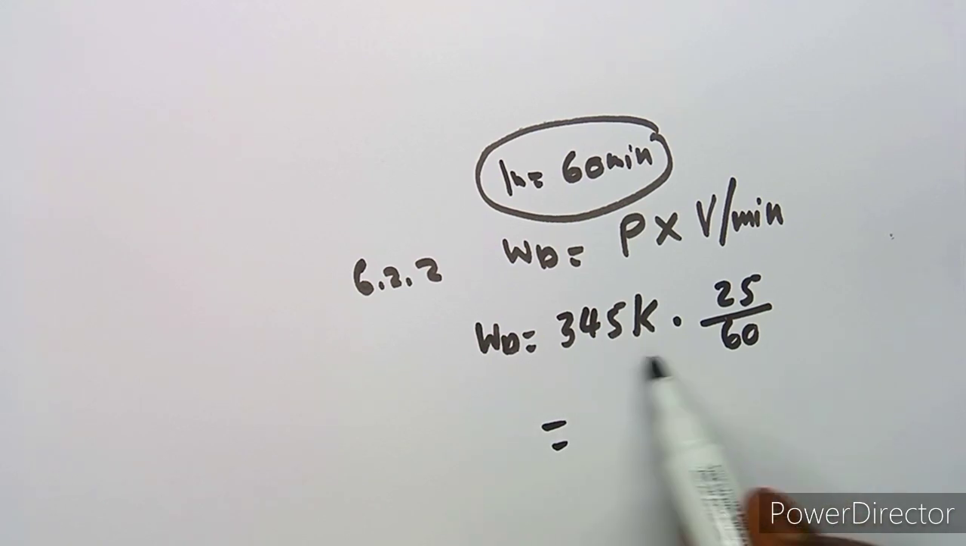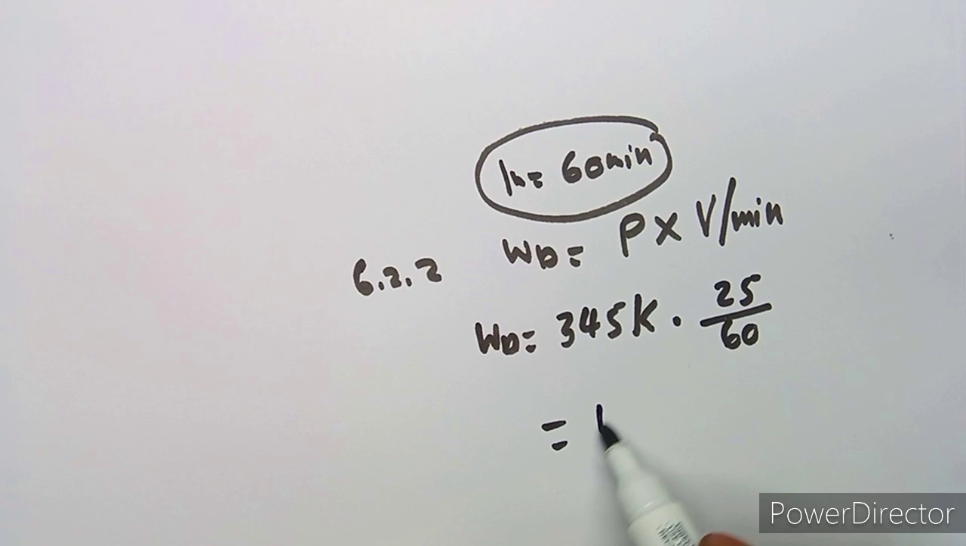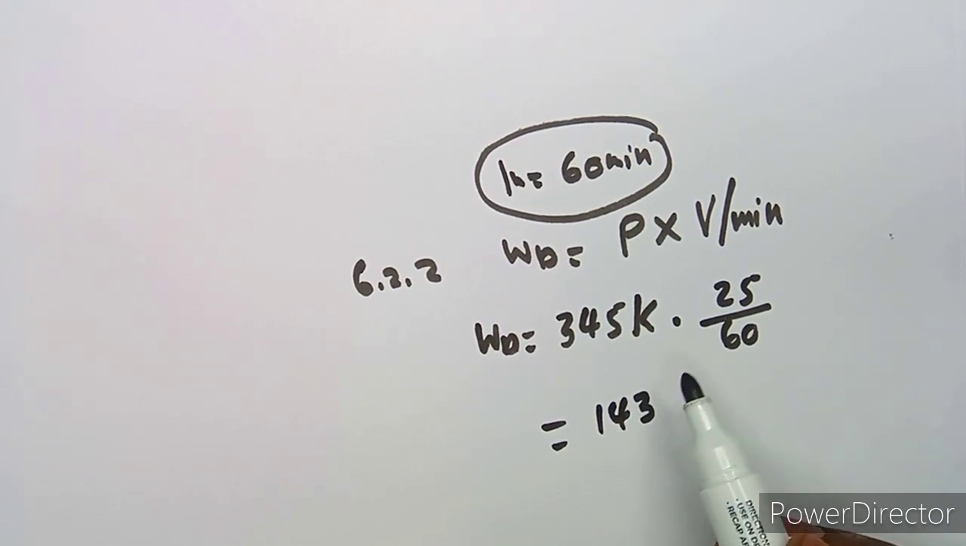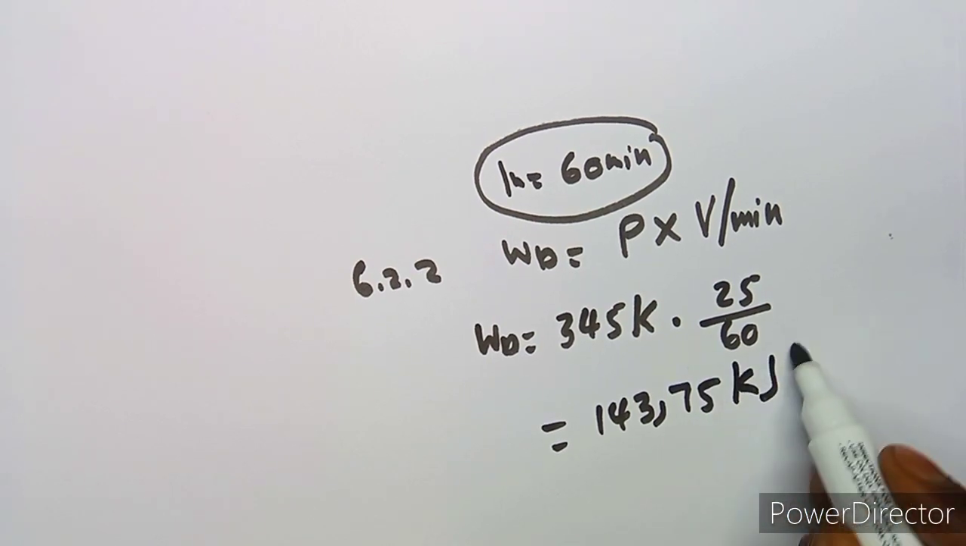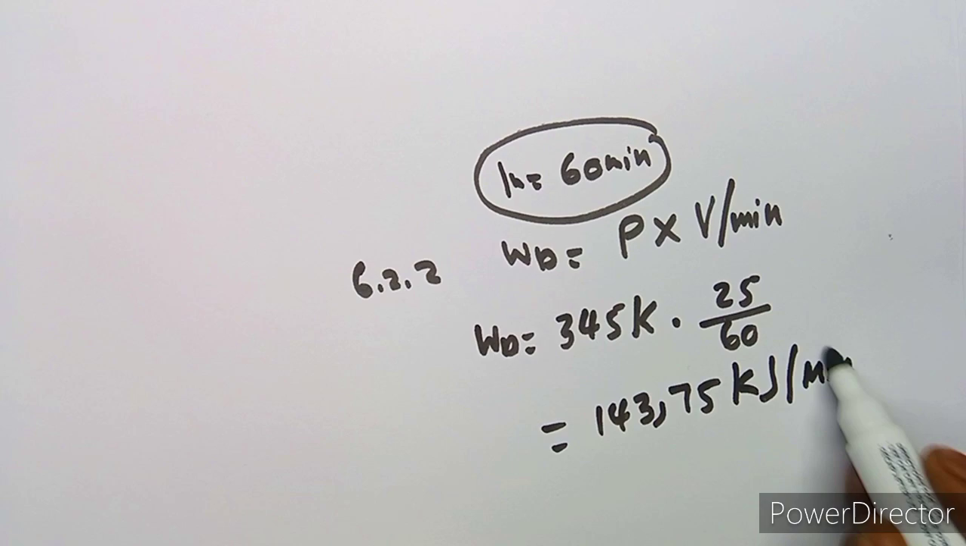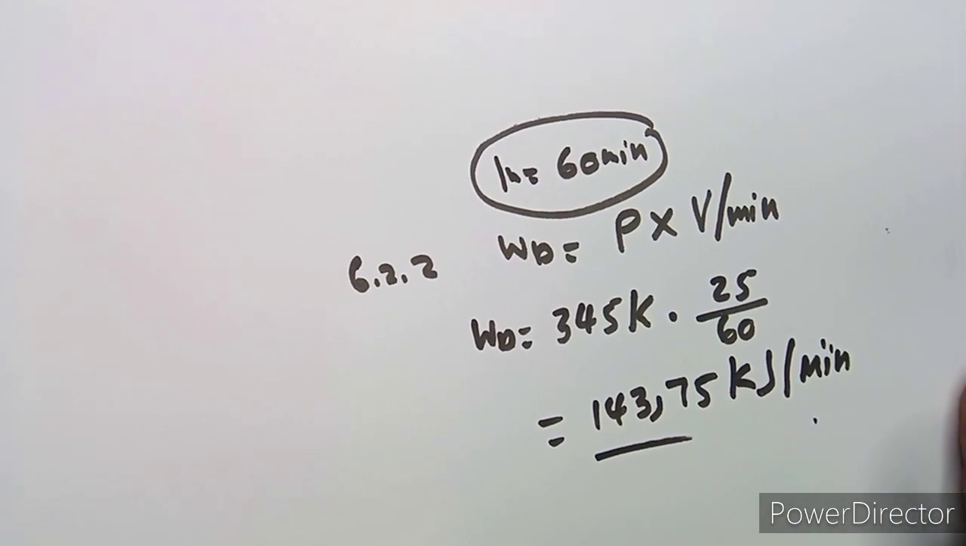So definitely if we multiply these two, our answer is going to be something like 143, okay, 143 comma 75, because already I have used the kilos. This is what I'm going to obtain, which is in kilojoules per minute. So take note, that's our work done per minute.